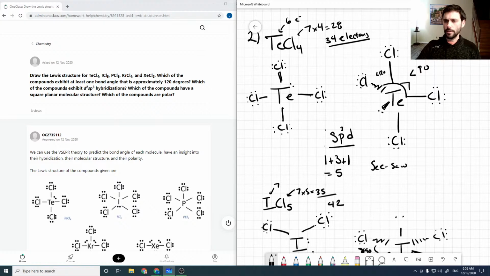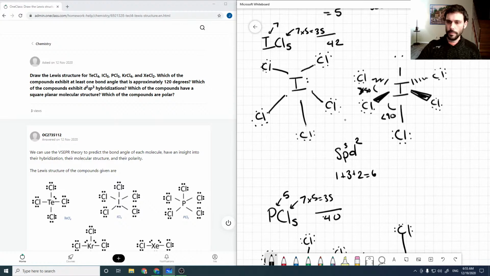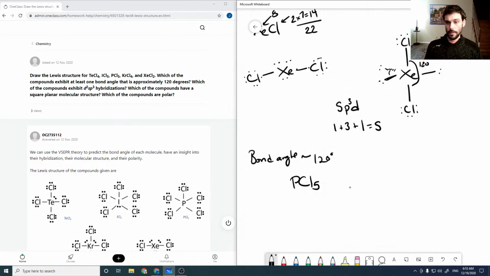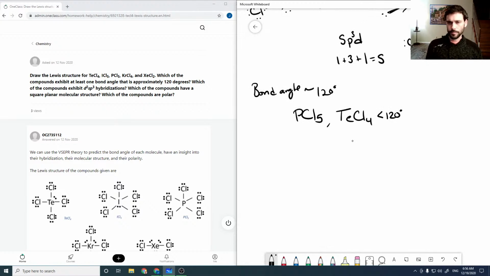Tellurium chloride would be roughly 120, but a little less because of the lone pair. But I'm going to throw that in the list as well. I'd say tellurium chloride is less than 120 degrees, but it's closer than the others. Not that it necessarily needs to have more than one. So which hybridization?